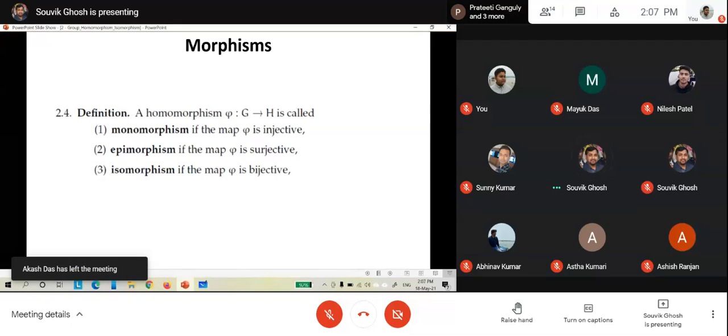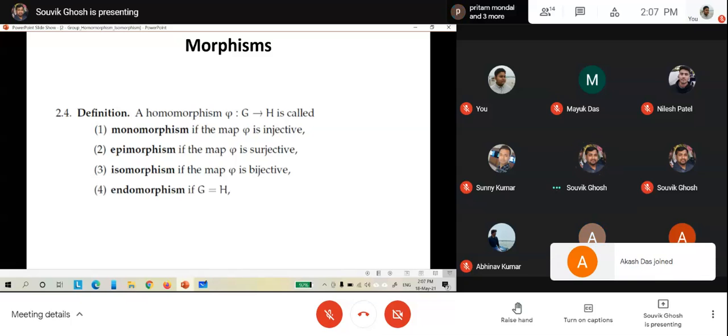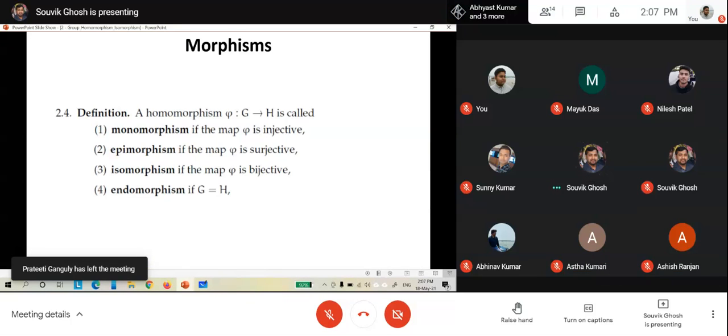And if we have a homomorphism which is defined from G to H, and now both the sets are equal, that is G is equal to H, then we say that this is an endomorphism, that is, we are defining this homomorphism on the set itself.